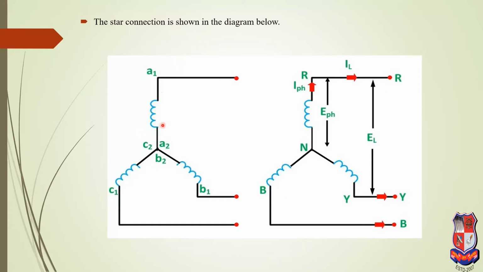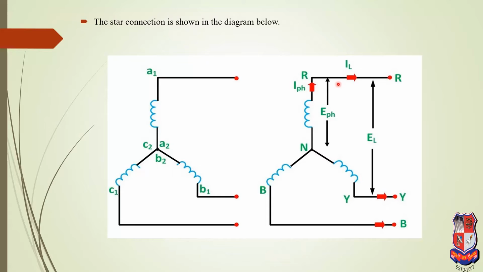Therefore, in star connection, there are two types of system: three-wire three-phase system or four-wire three-phase system. Star connection: according to the definition, of the two terminals of a phase, the first, a1, is connected freely and a2 is connected to a common point. So c2, b2 and a2 are connected at a common point. This point is known as the neutral point, and these are the three open points. This type of connection is known as a star connection.